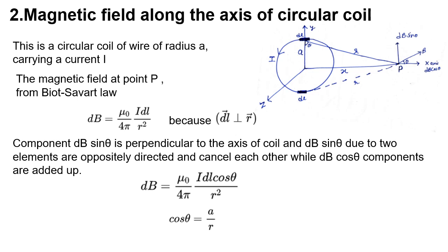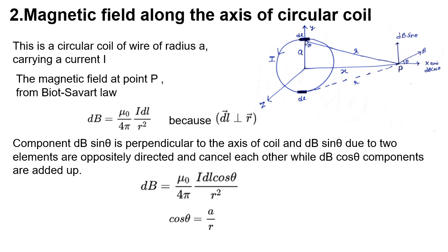This is a circular coil of wire of radius A carrying a current I, and we want to find out the magnetic field at point P, which is at x distance from the center of the coil. Now from the Biot-Savart law, dB equals μ₀/4π · I dl/r², because vector dl and vector r are perpendicular to each other.